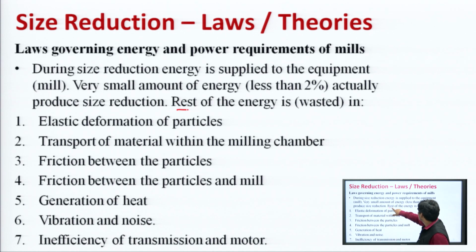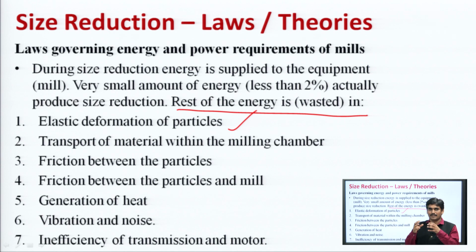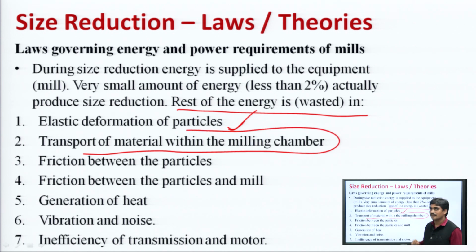So, where is this rest of the energy wasted? In elastic deformation of particles. Elastic deformation means, when you are stretching a particle and releasing the pressure, the particle again regains its original shape. So, in this elastic deformation of particles, energy is wasted. During transport of material within the milling chamber, some energy is wasted due to the friction between the particles. When the particles are moving in the mill, there is friction between the particles. So, due to this friction, some energy is wasted.